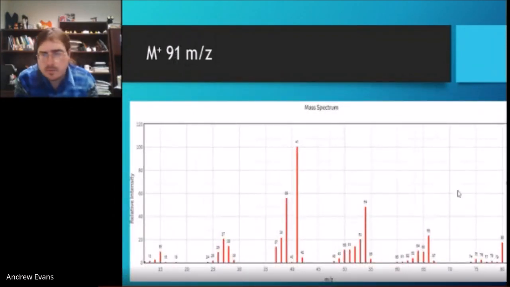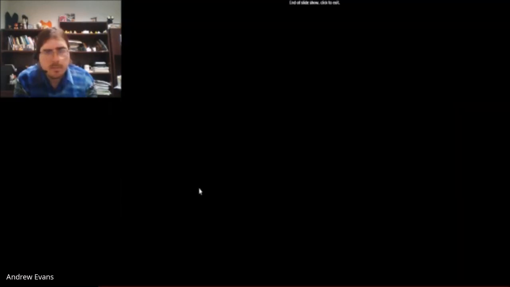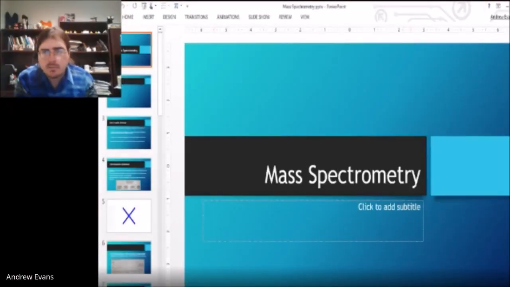And so here's the first one. You don't really see this, it's off the screen, but we have a mass peak of 91. What that would tell me is this structure has a nitrogen in it. And so it could be any of these structures down here, all of them adding up to 91. Okay. So one of the things that you look for, I know this isn't much.